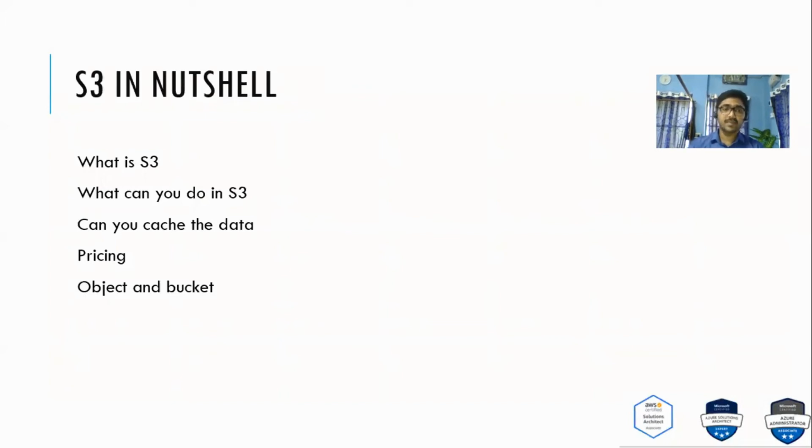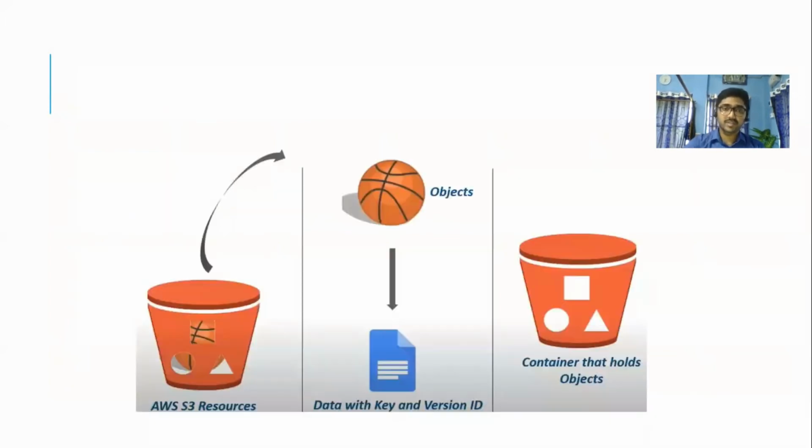So what are objects and buckets? If you see this diagram, a bucket is basically a type of folder, you can say, where you can keep the objects. Whenever you are adding an object, a version ID gets generated automatically. You need not do anything, but in the backend, it's a key-value store. Whenever an object is put, a version ID and a key get generated.